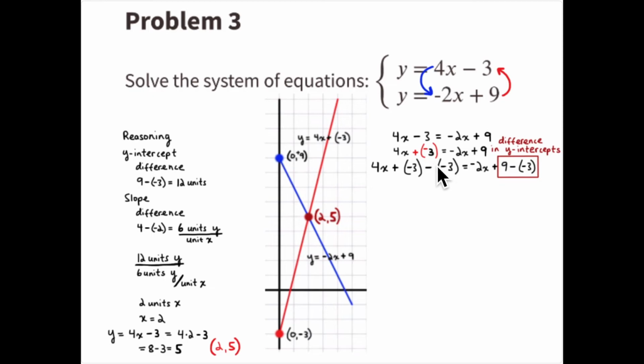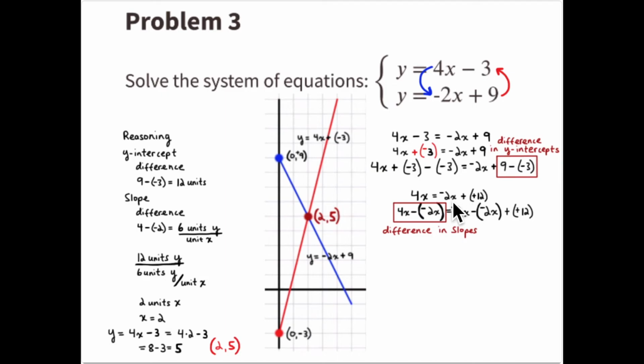And so the first step is to find the difference in the y-intercepts by getting rid of this -3. So 4x plus -3 minus -3, so this is going to become 0, equals -2x plus 9 minus -3. Well, this calculation right here is the difference in the y-intercepts. It is this same calculation over here. So this is going to be 12.